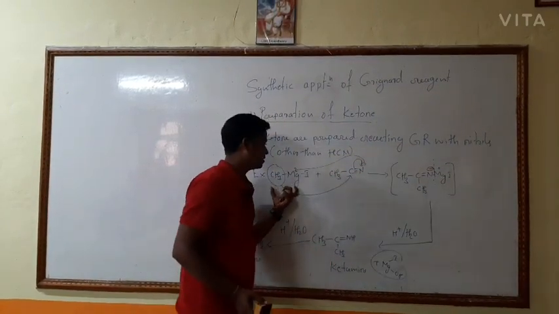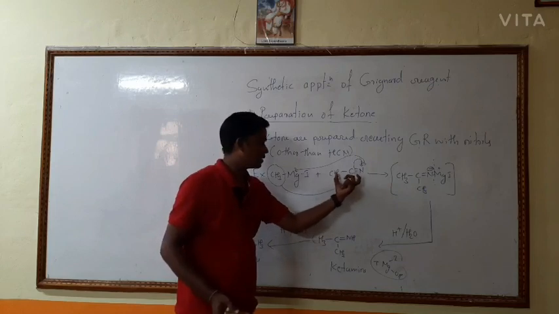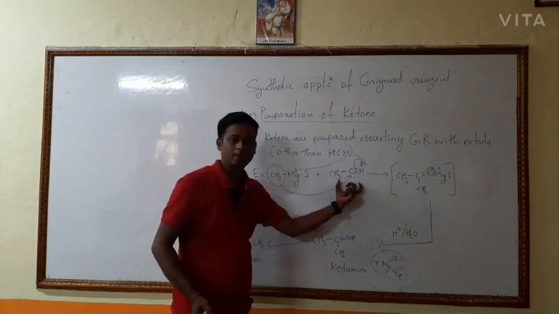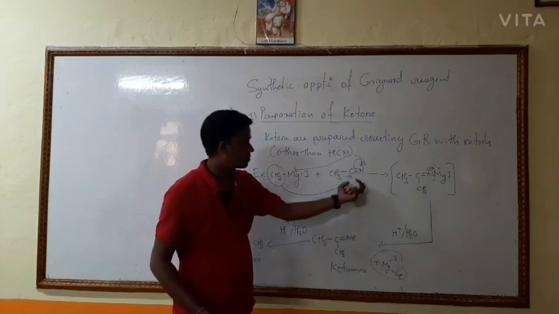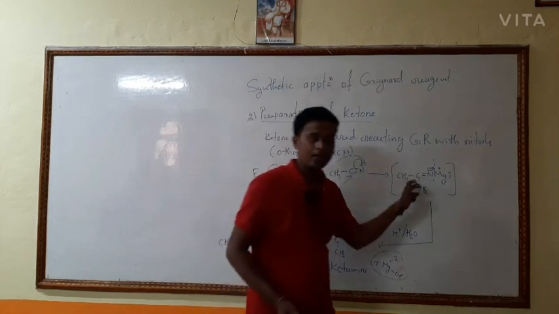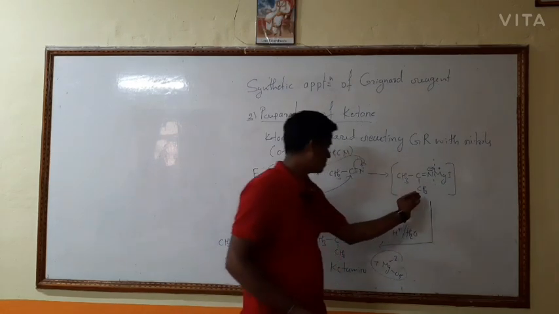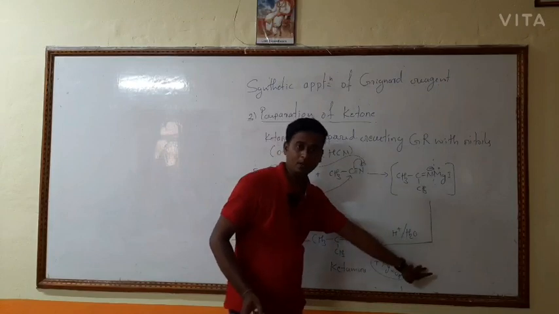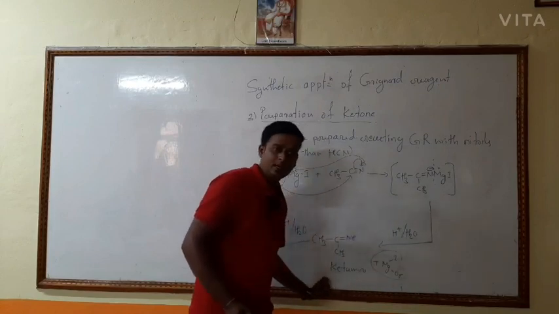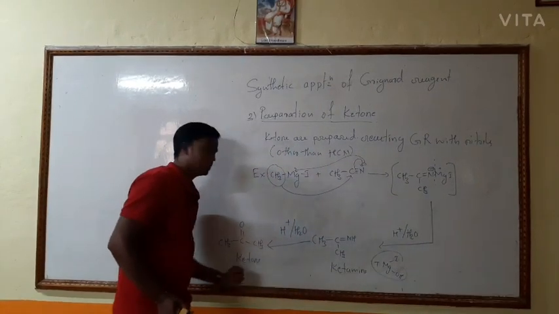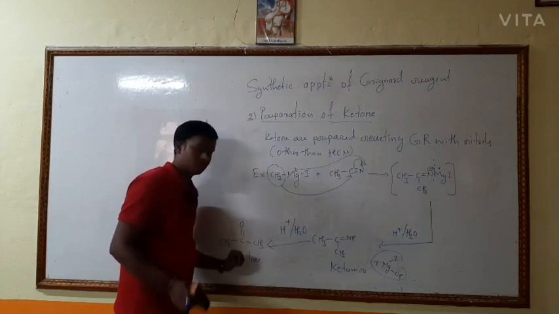Here Grignard reagent is reacted with nitriles. It may be methyl nitrile, ethyl nitrile or propyl nitrile. It gives the addition product, and that addition product upon hydrolysis gives ketimine, and ketimine on hydrolysis gives ketone.